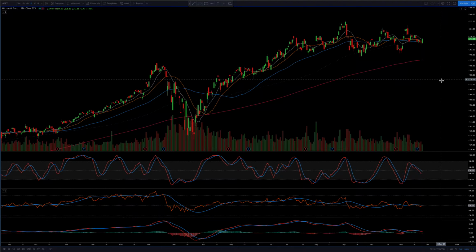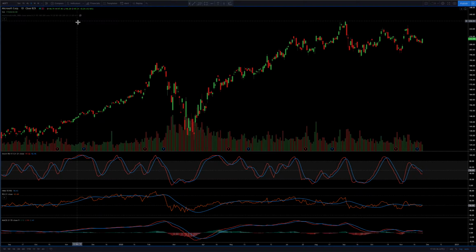Looking at the moving averages for any kind of clues, I don't see any clues in the moving averages, except for the fact that price is going sideways. So we'll go ahead and turn off the moving averages. I don't want to clutter the chart with unnecessary information, so let's get that out of the way.